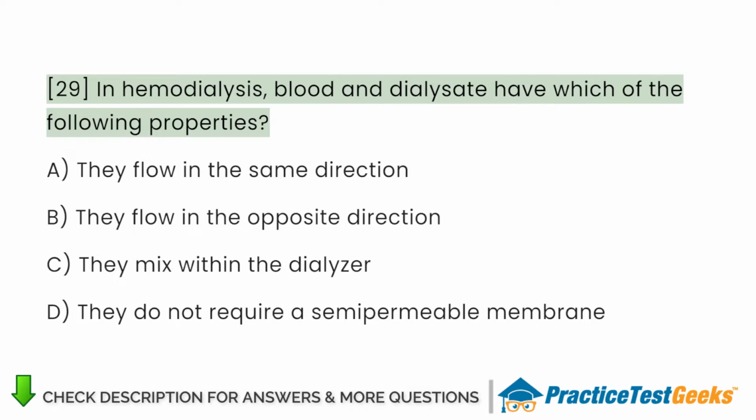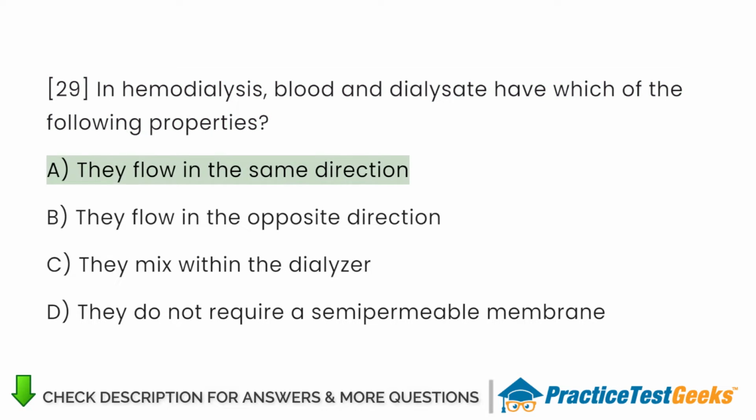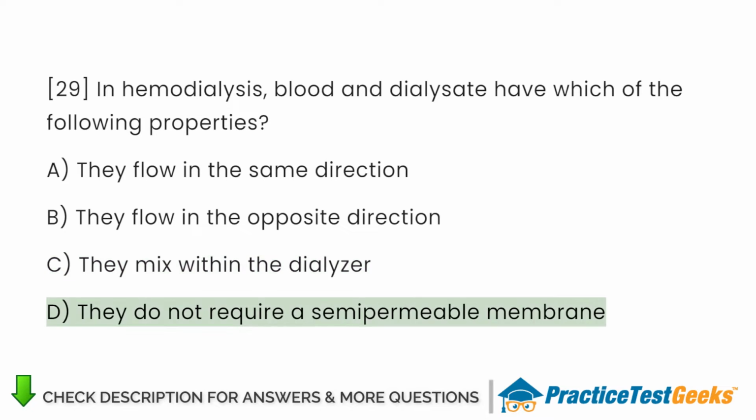In hemodialysis, blood and dialysate have which of the following properties? A. They flow in the same direction. B. They flow in the opposite direction. C. They mix within the dialyzer. D. They do not require a semi-permeable membrane.